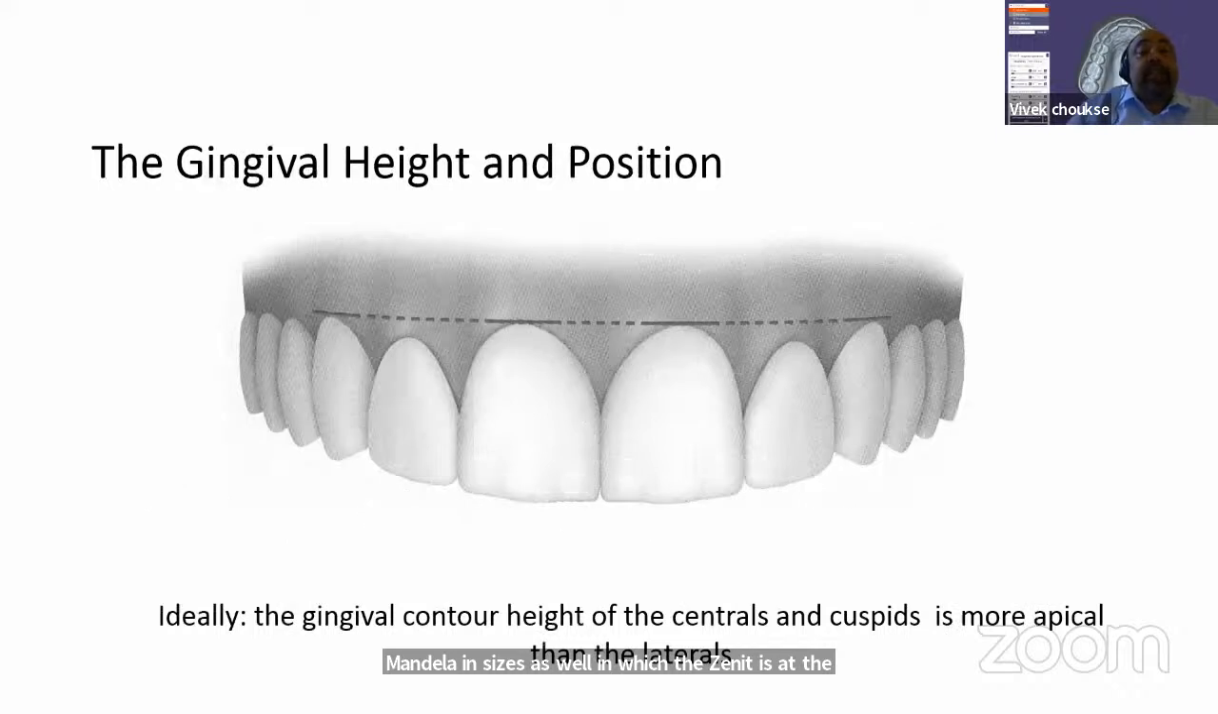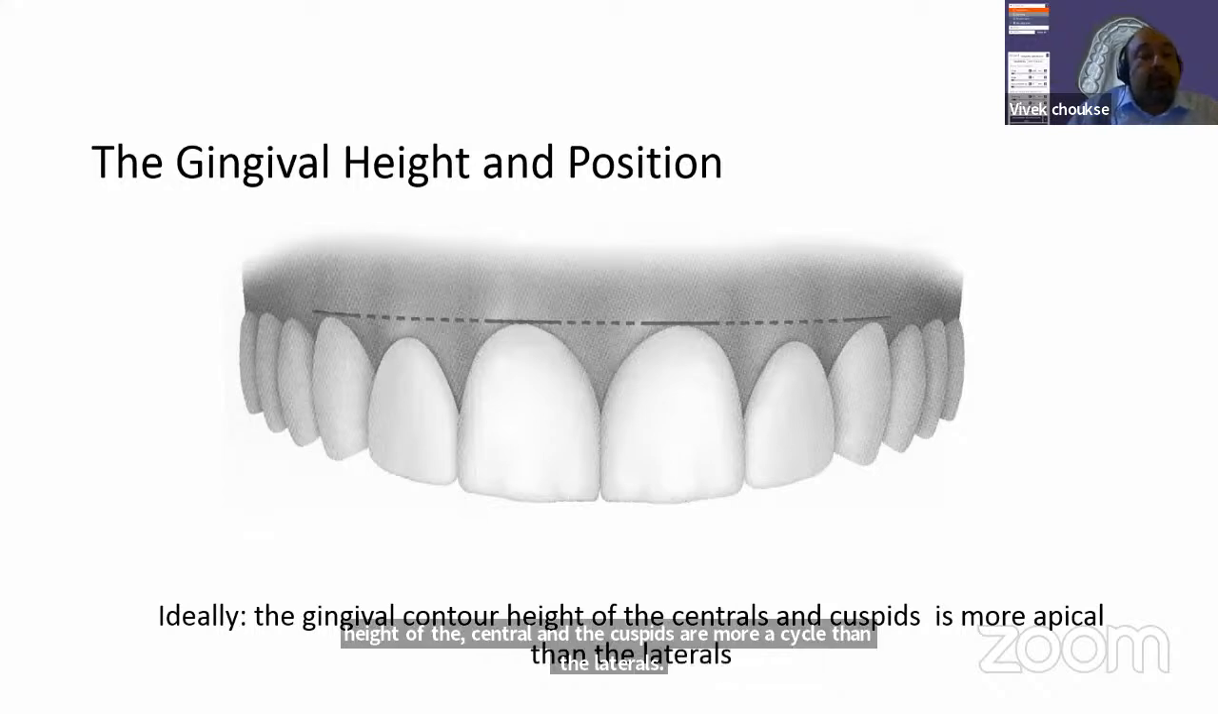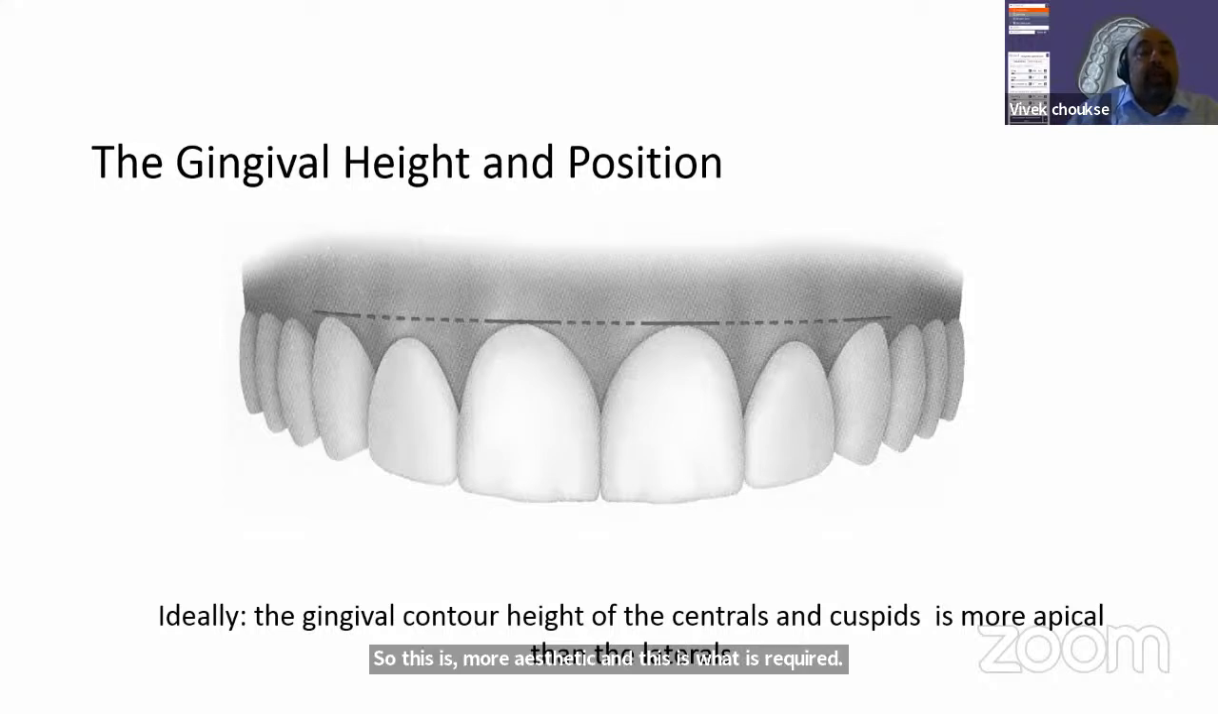Then seeing the gingival height and the position of the tooth, as you can see in this picture, the height of the centrals and the cuspids is more apical than the laterals. This is more aesthetic, and this is what is required when we check the gingival contour or height and position, or the gingival architecture in the patient's mouth.